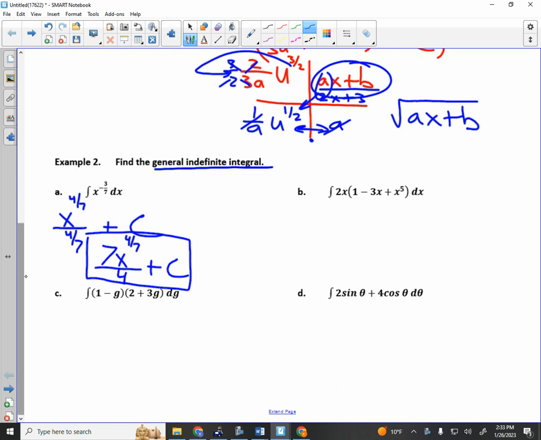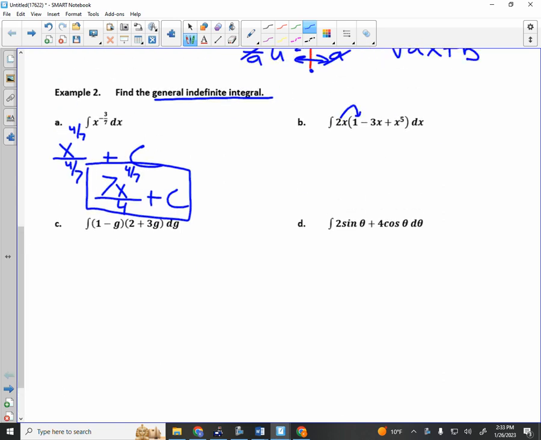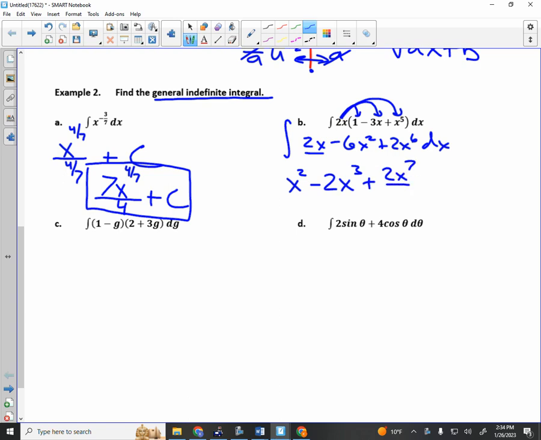For the next one, we can't do it when it's in this form. We must distribute the 2x. So 2x times 1 is 2x. 2x times negative 3x is negative 6x squared. And 2x times x to the 5th is 2x to the 6th. The antiderivative of 2x is x squared. The antiderivative of 6x squared is 6x cubed over 3, or 2x cubed. I have 2x to the 7th over 7. And always remember plus c.